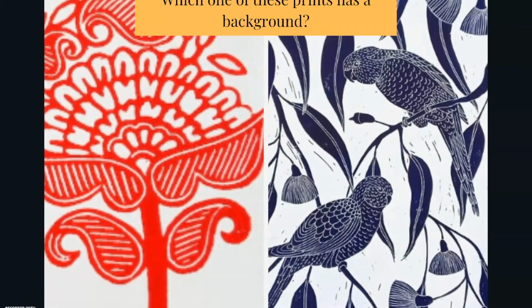The big thing is there is something. So the picture on the left is an example of one that does not have a background. The picture on the right, even though there is still a lot of blank space, they're using the space around the parrots or the birds to create a sense of space with some leaves and some flowers. So you can have blank space. It's not that you can't, but you're just thinking about what is around the main focus of my print.